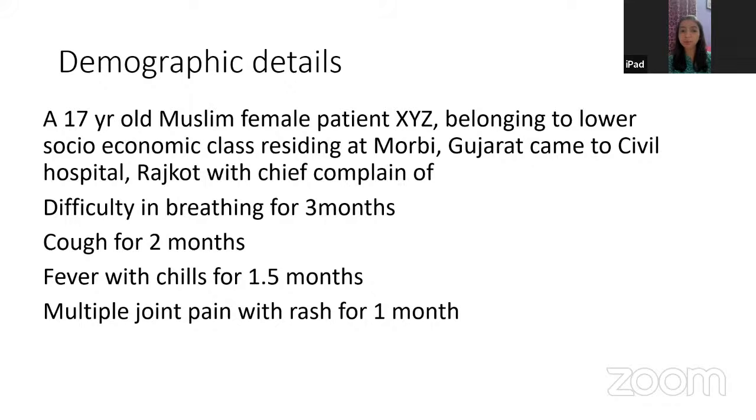Next, you have mentioned multiple joint pain with rash. What is the nature of arthritis in acute rheumatic fever? The arthritis is mostly migratory. It starts with large joints and mostly involves large joints. It is dull, aching in pain, and it can be quite debilitating. Mostly large joints, as I said, wrist, ankles, knees are involved.